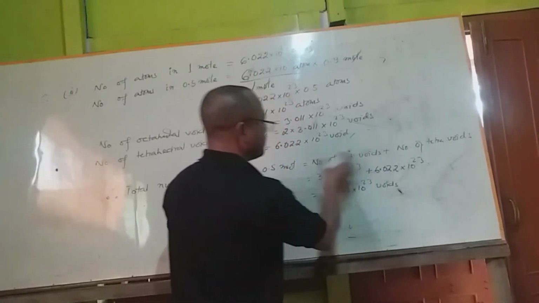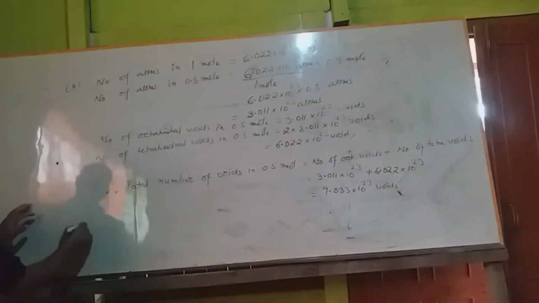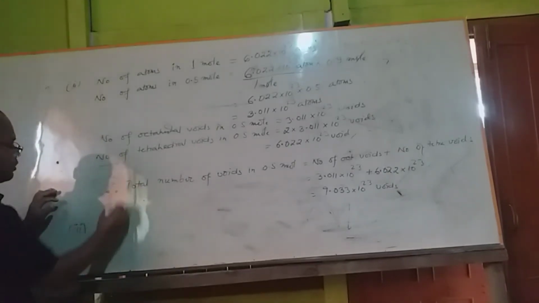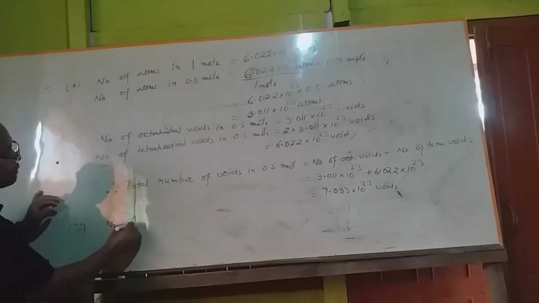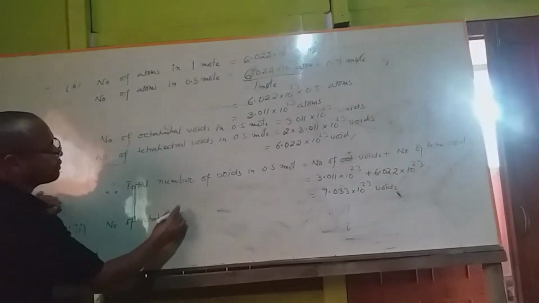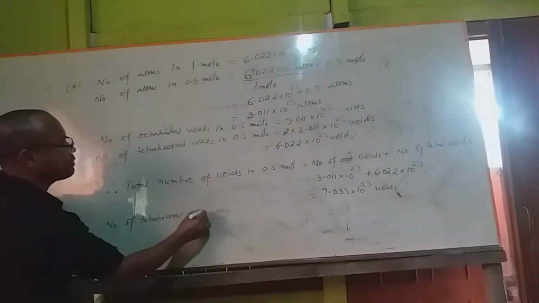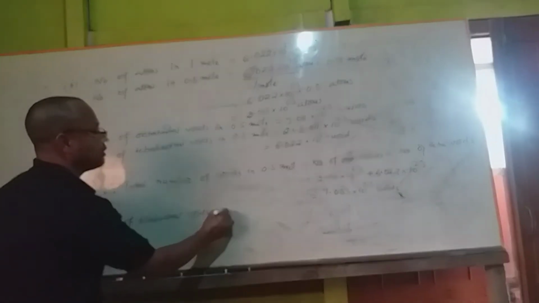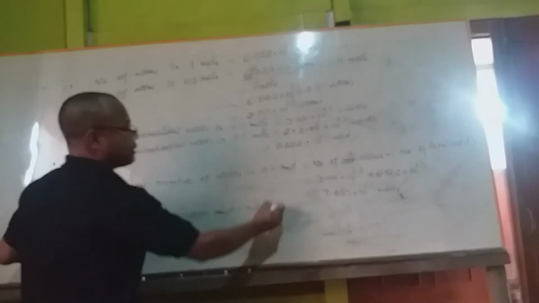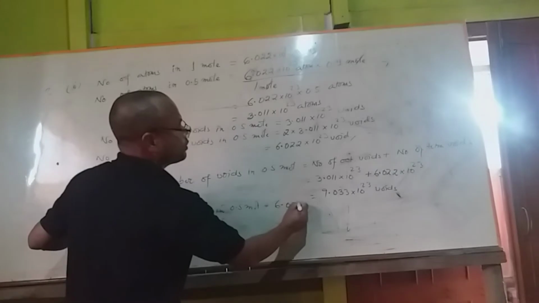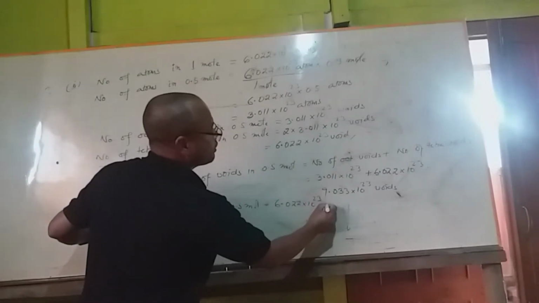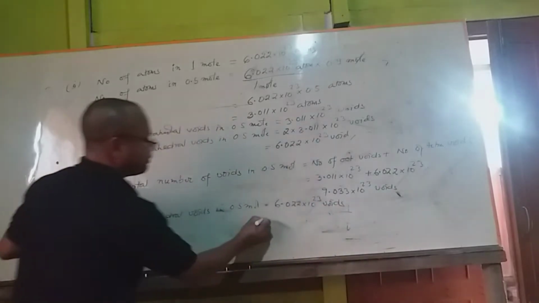This much number is present. Now the second answer, that is from the tip. Here is the answer: the number of tetrahedral voids in 0.5 mole, that we already calculated, is 6.022 × 10^23 voids. This is the answer for that question.